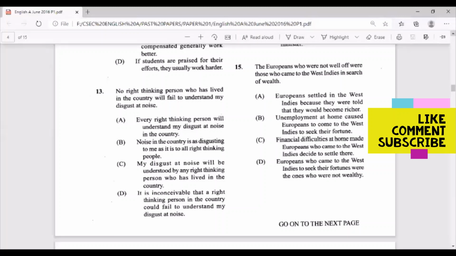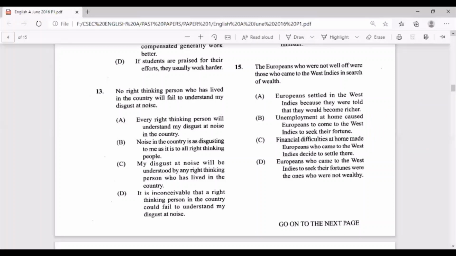B, unemployment at home. Well, we said they were not well off, but we don't know why. We don't know if it was because of unemployment. So we cannot say that the sentence is saying the same thing. C, financial difficulties. Again, there was no mention of why they were not well off. So B and C are just there to distract you. A is clearly off. So let's hope that these are answer.